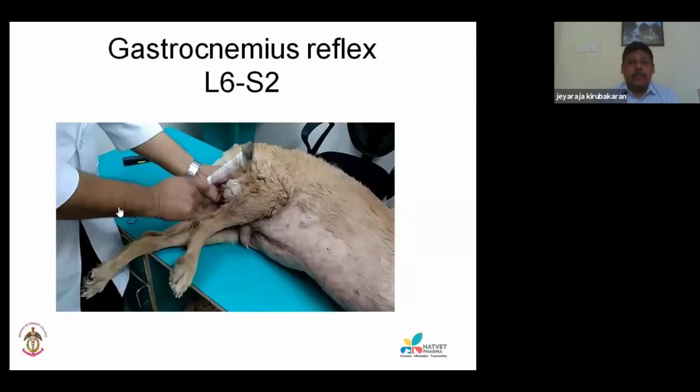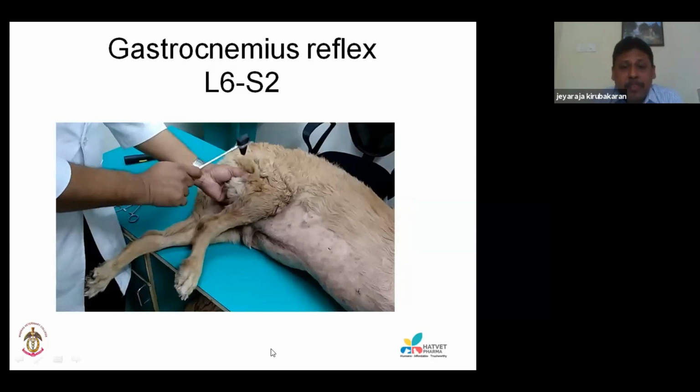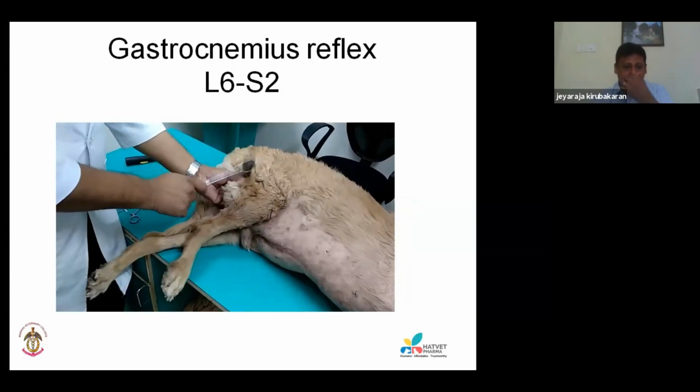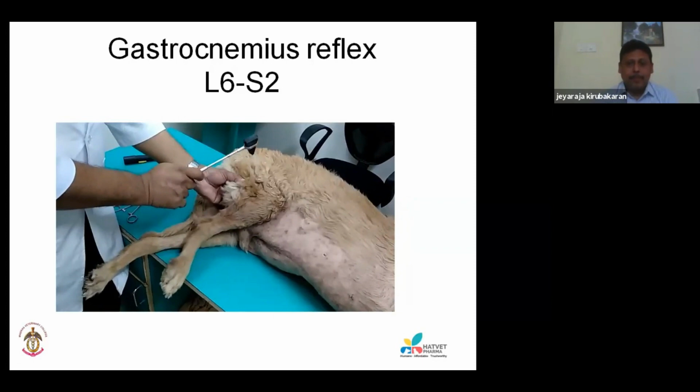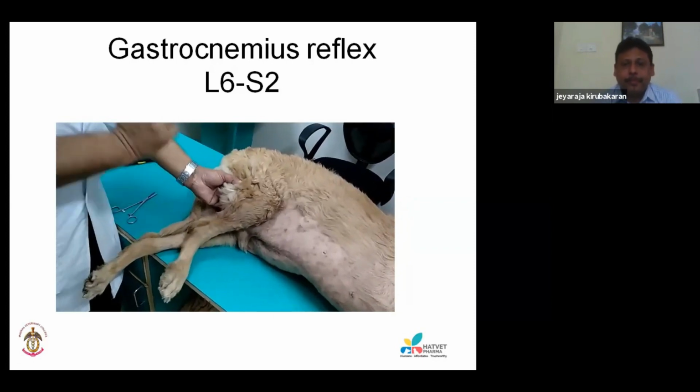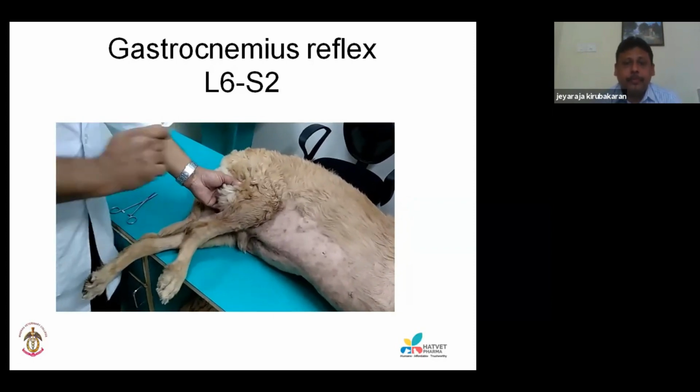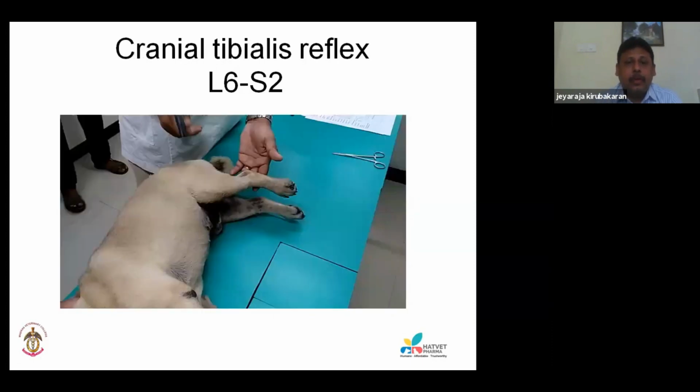Then you have the gastrocnemius, which localizes between L6 and S2. And I'm holding the belly of the gastrocnemius muscle and hitting my thumb. You can see the movement of that limb. Okay. That's the cranial tibialis. Again, this tests between.